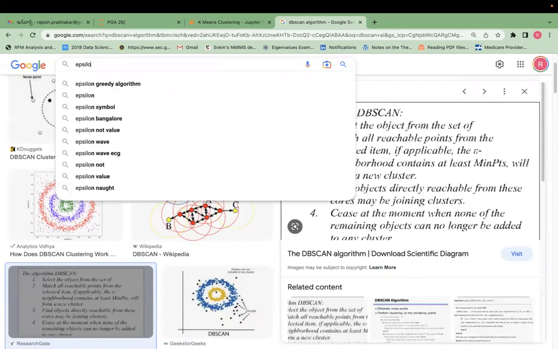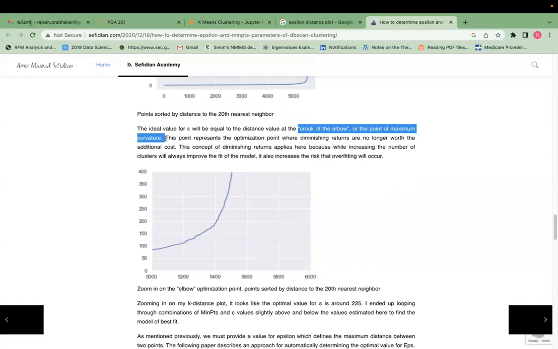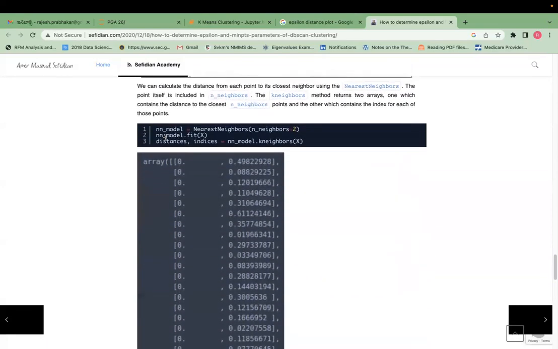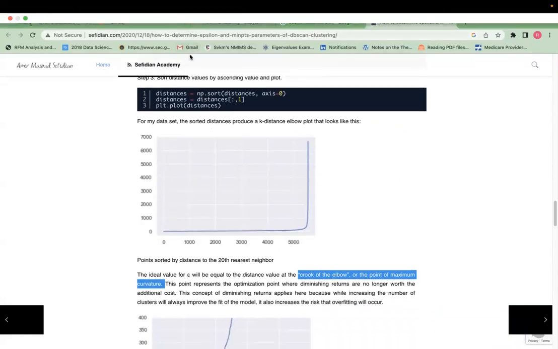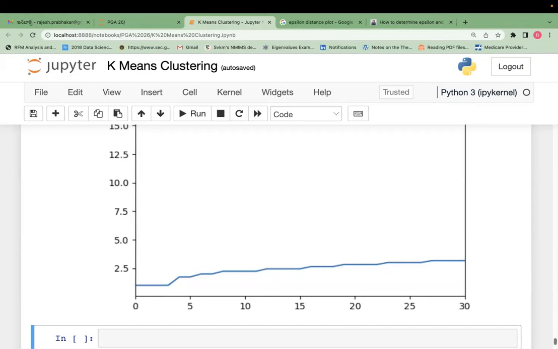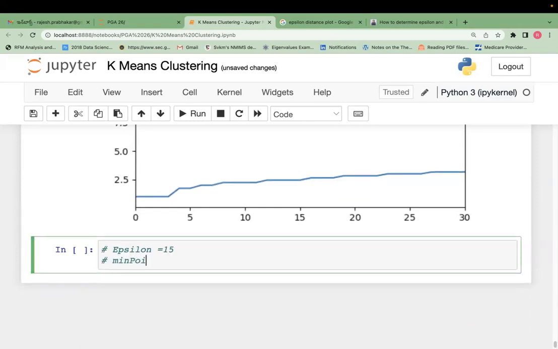Or let us see epsilon. You have to look at the cluster distance, not the cluster pair. Or let us see, point of maximum curvature. Point of maximum curvature we have to look for. The maximum curvature is somewhere around here only, 4 to 5, 175. But we have very less data. Let's go with epsilon of 15. Let us take this point as the maximum curvature. Epsilon as 15. Min points is 5.